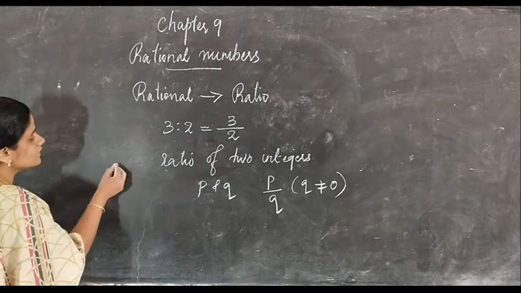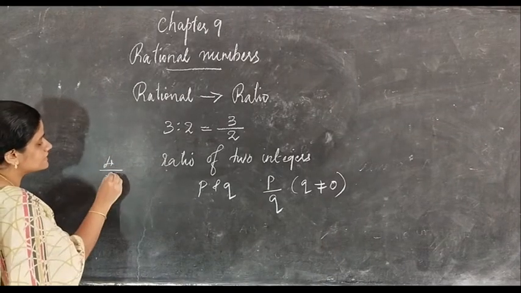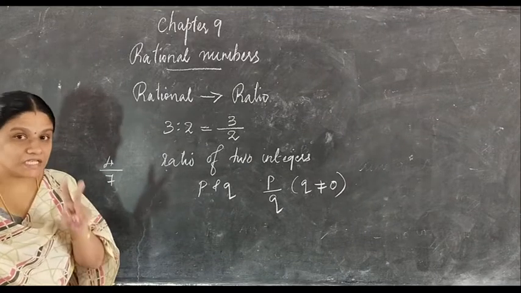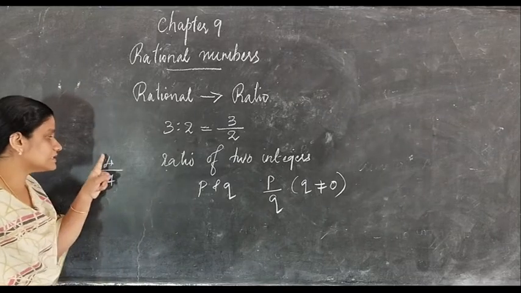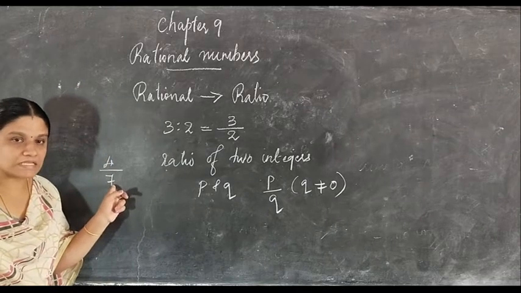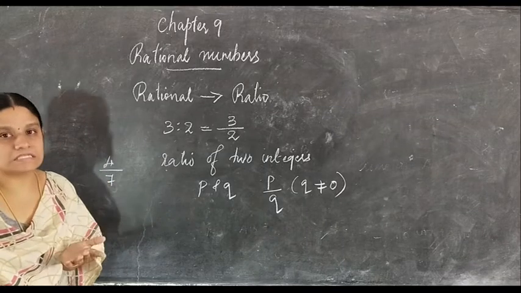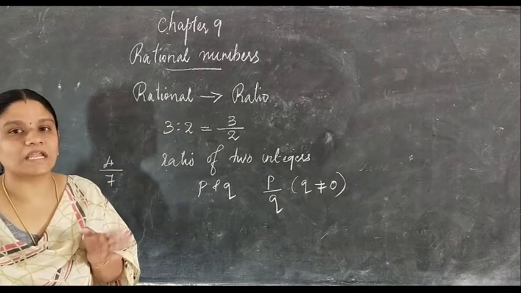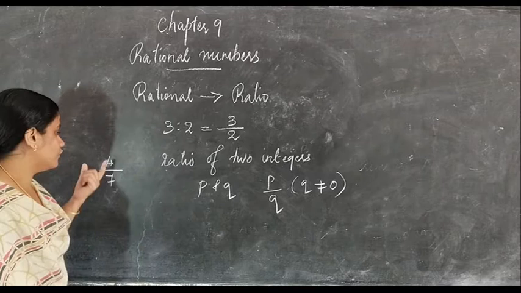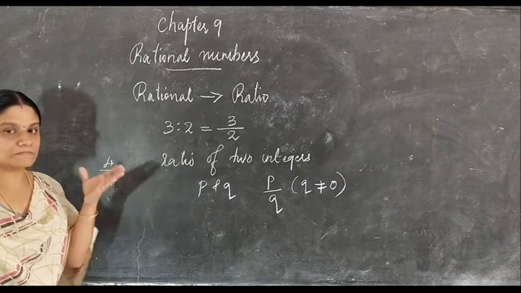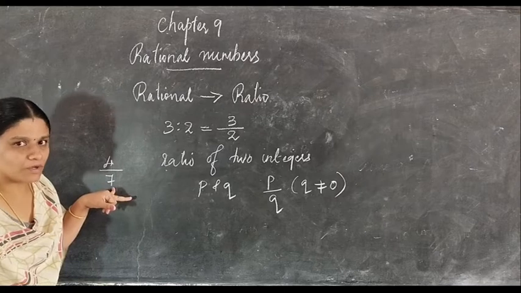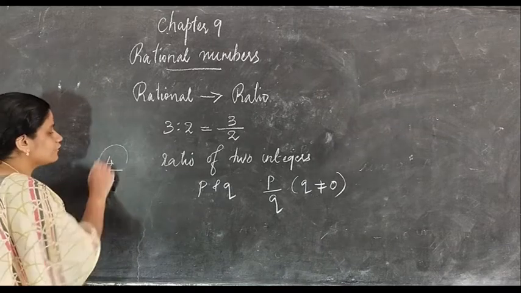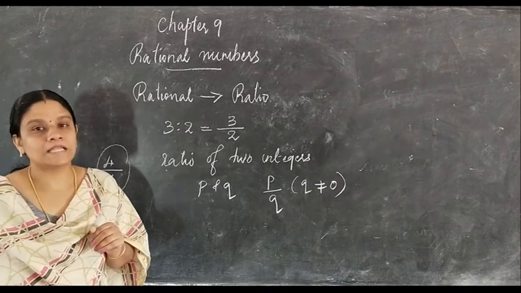Now, what about 4 by 7? Is 4 by 7 a rational number? Two conditions are there. The first one is that this is in the form of P by Q. Yes. And 4 and 7 are integers. What is an integer? All whole numbers along with their negatives are called integers. Therefore, 4 and 7 are integers. And is Q equal to 0? No, Q is not equal to 0. So all the conditions are satisfied here. Therefore, we can say 4 by 7 is a rational number.